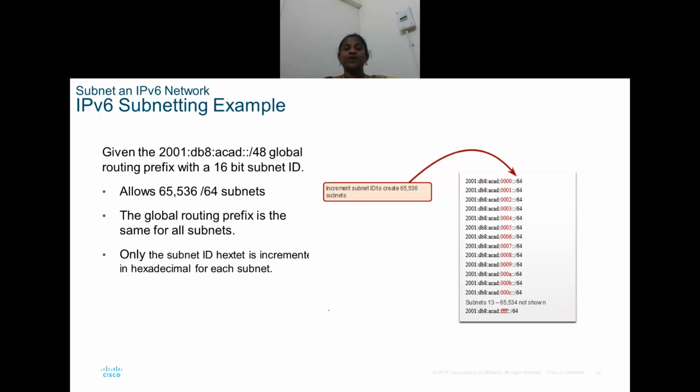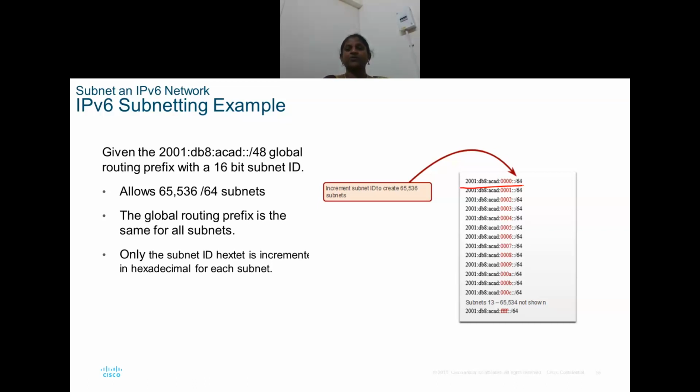Now what is the first subnet? 2001:DB8:ACAD:0000::/64. So you will have 64 unique IP addresses. Again, it allows you to create around 65,536 /64 subnets. So you must think of the size of the network.